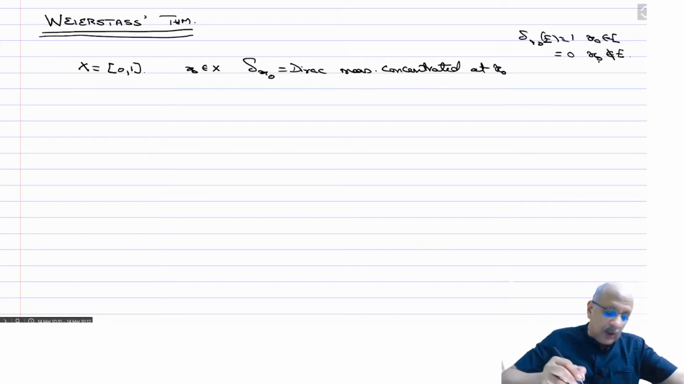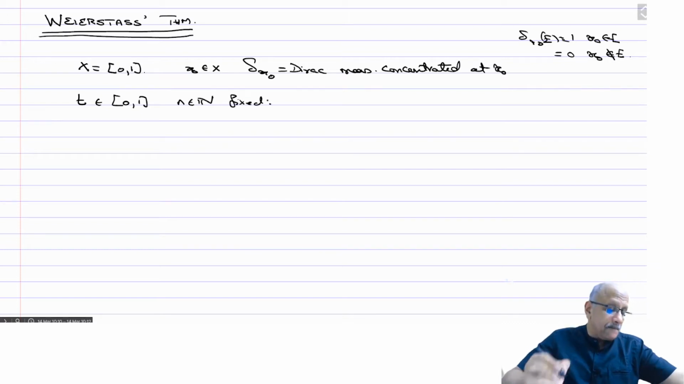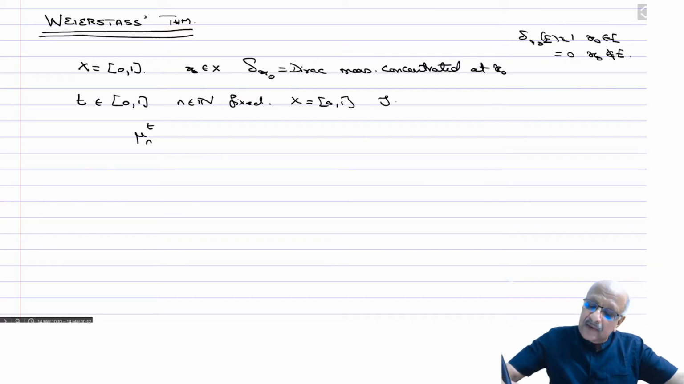Okay, so now we take t to be in [0, 1] and n a natural number which is fixed, and then we define mu n t. X of course is still [0, 1] and S is the power set of X. Okay, so now we are going to define a measure. It has two indices, one is n, the natural number, and t which is fixed in [0, 1].